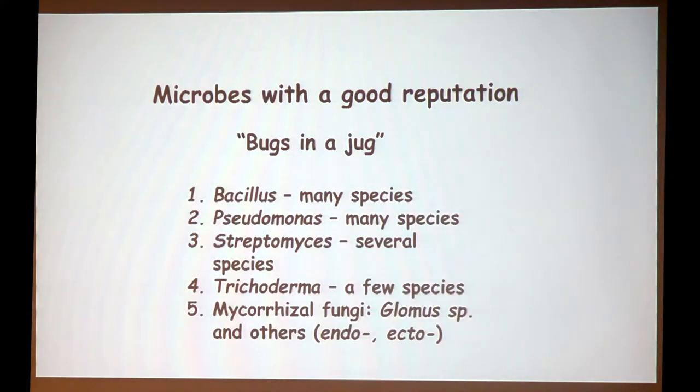Some of the microbes, in terms of which ones to add, have a good reputation, and these are available in the bugs in the jug type idea. I don't mean to diminish that idea, just as a recognition factor. People ought to talk about these: Bacillus, Pseudomonas, Streptomyces. Trichoderma is a fungus that has a real good reputation. And then, of course, the mycorrhizal fungi, both endo, which is the type that colonizes grass-type plants and, to a degree, dicots, and ectomycorrhiza for trees and larger tree-like shrubs. So adding microbes, fixing all these other issues.